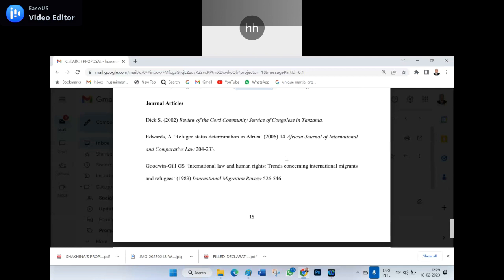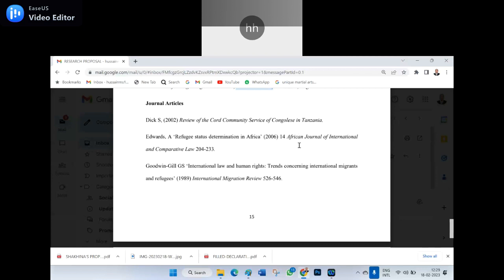So as far as journal articles are concerned, Review of the Court contents, okay, well and good, but where is the volume number? Generally there is a volume number, and there is an issue number also. Volume number and issue number, these things are missing here.